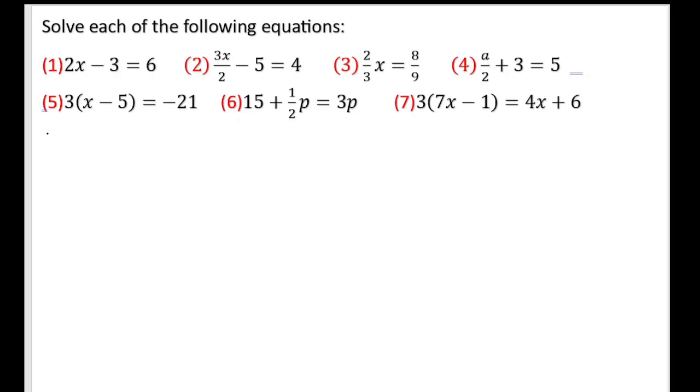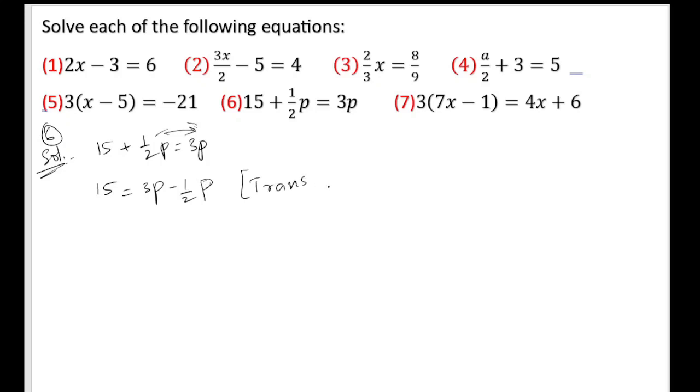Now let us start the sixth problem. The equation is 15 plus half p is equals to 3p. First we will transpose this half p to that side. So we will get 15 is equals to 3p minus half p. So we can write down transposing half p to RHS. Next, if we subtract half from 3p, we will get 2 and half.